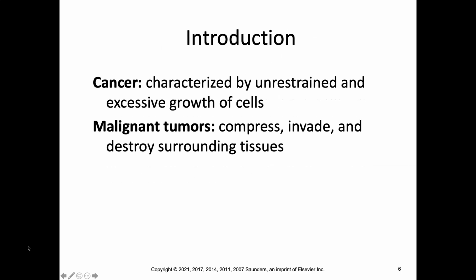So let's move on. Cancer is characterized by unrestrained and excessive growth of cells. If you want to follow along in your book, you can flip the page and be on page 746. So cancer, this is unrestrained excessive growth of cells. They've just taken off, they've gone rogue, they're doing their own thing, and they are multiplying. And one characteristic of malignant tumors is that they compress, invade, and destroy surrounding tissues. These are aggressive, nasty beasts in the body.